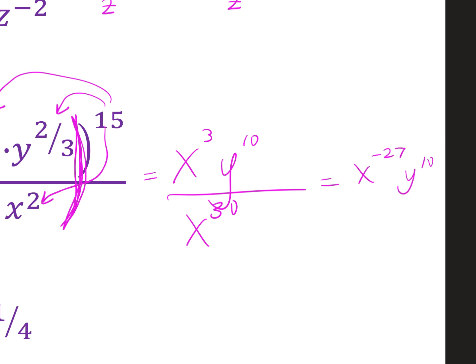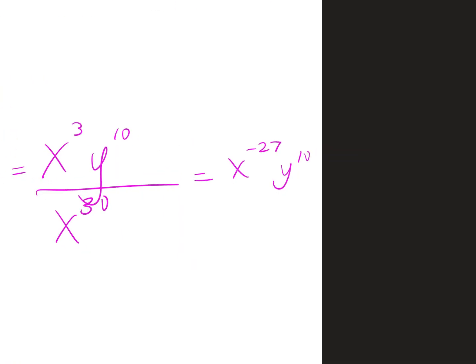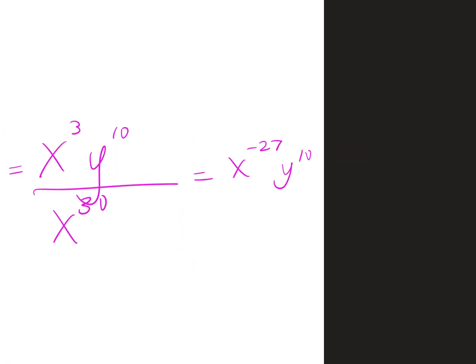Okay, what's another way we could write that? Say the directions say, ooh, I don't want any negative exponents. What's another way we could write that? Y to the 10th over x what? To the 27th. Okay, good.